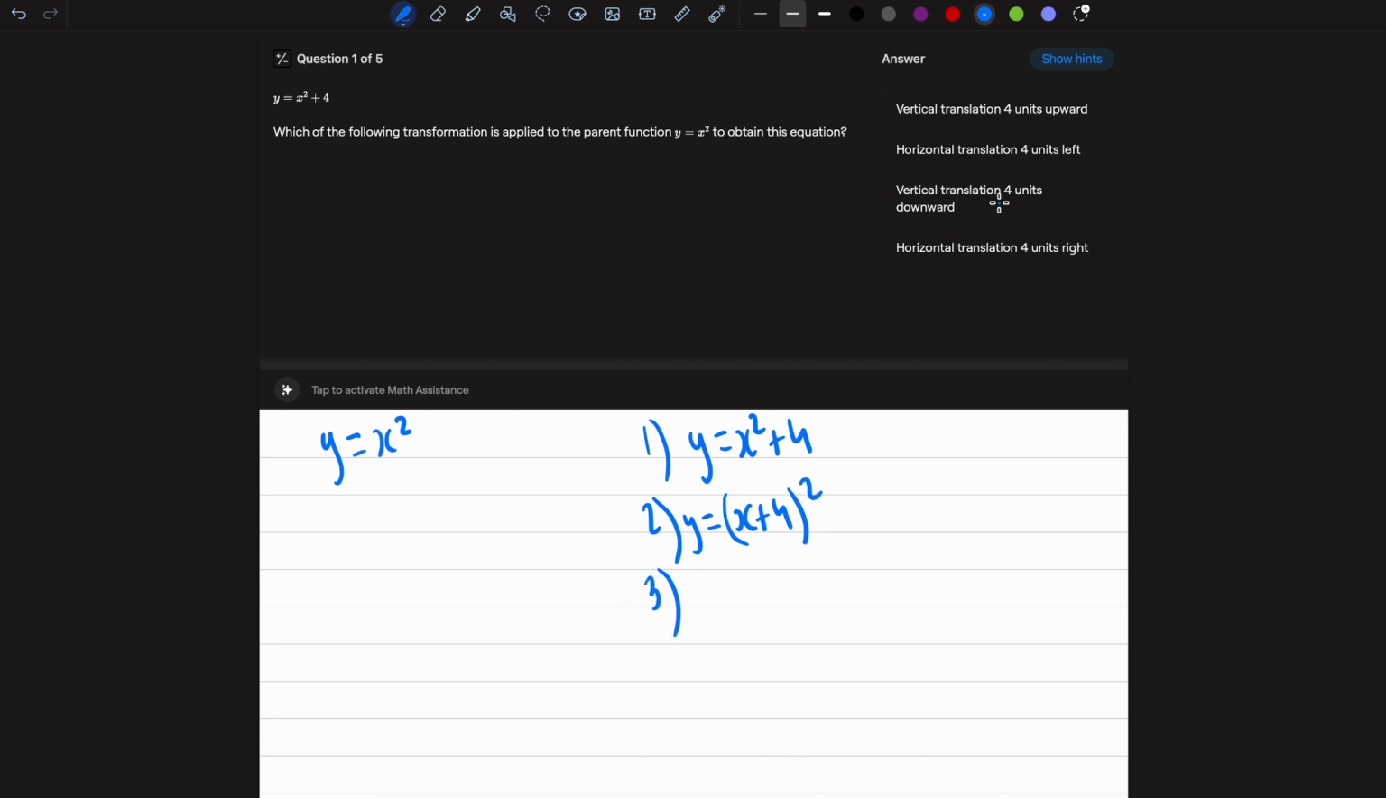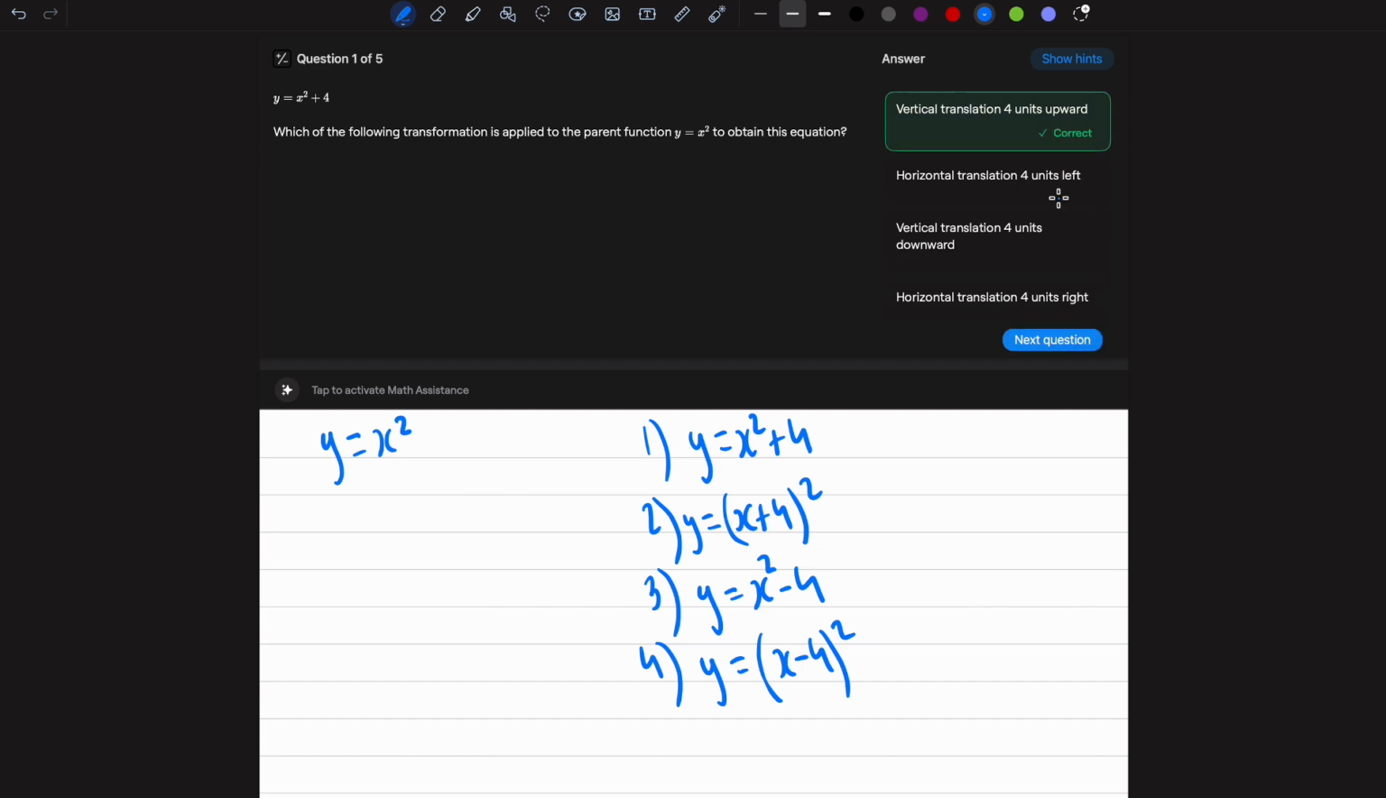Third one says vertical translation 4 units downward. Well, that would just be y is equal to x squared minus 4, right? Because we just said that a vertical translation is just adding a constant or subtracting a constant. And this is going downwards, so it would be negative 4. And then a horizontal translation 4 units to the right, well, it would be similar to number 2, but instead of a plus 4, it would be a minus 4. So it would be x minus 4 squared. And the only option that matches x squared plus 4 from these options right here is option number 1, vertical translation 4 units upward. So we're going to click that as our final answer, and it's correct.